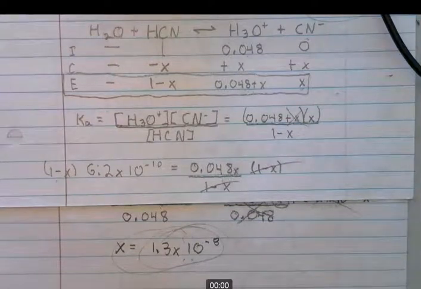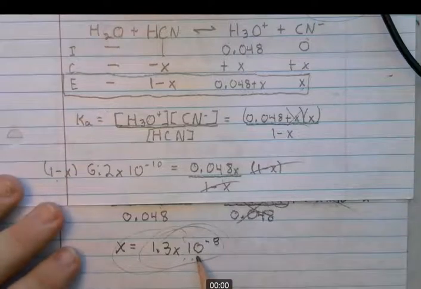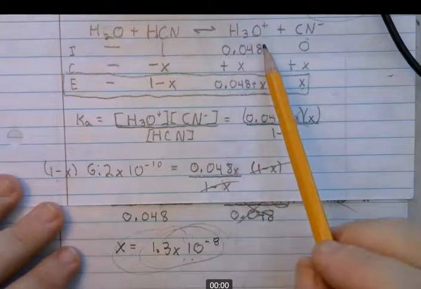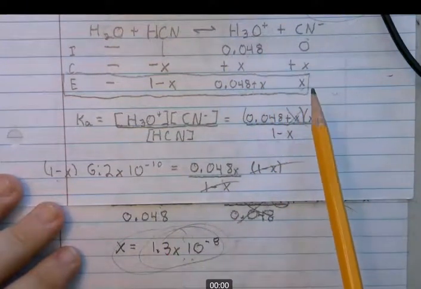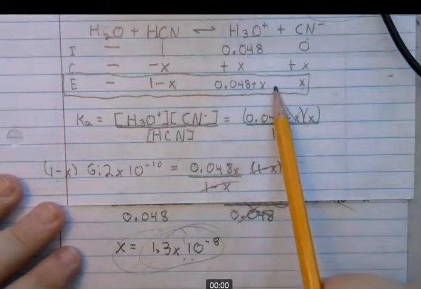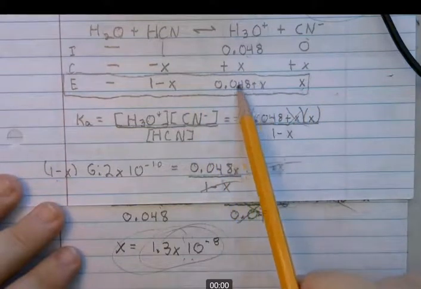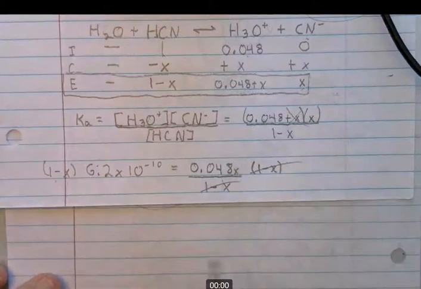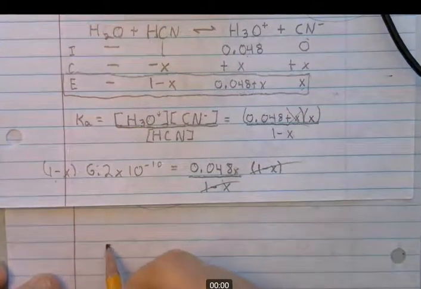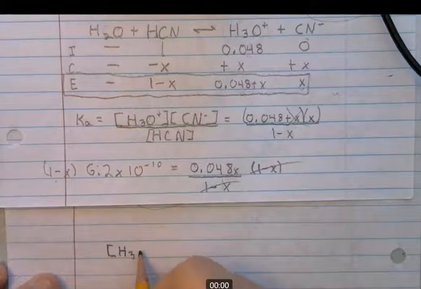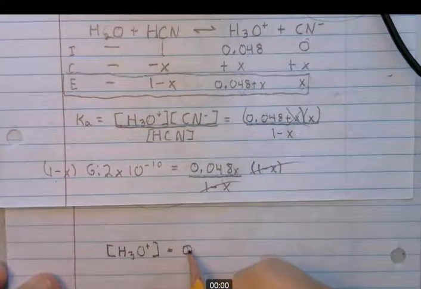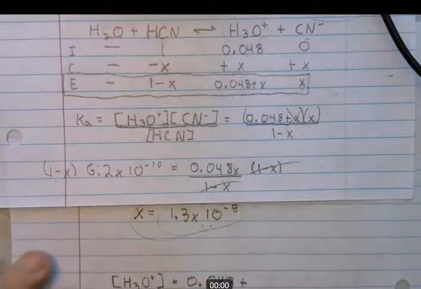Okay, now here's the little bit trickier part. If you want to know the concentration of hydronium, because the initial thing it asked for was the pH. At the end of the entire reaction, that's going to be this hydronium ion concentration here. So what is it? It's 0.048 plus x. So we have to come back down here and say that the H3O plus concentration equals this 0.048 plus the x that we just calculated, this.